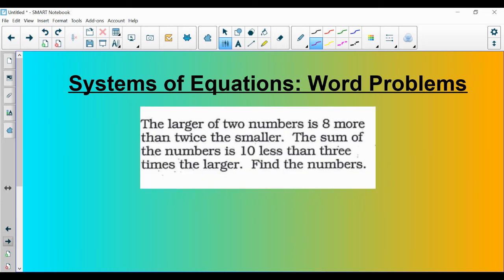For our second example, the larger of two numbers is 8 more than twice the smaller, and the sum of the two numbers is 10 less than 3 times the larger. Find the numbers. I refer to these as the riddle problems. You'll hear me say this in class, I'm sure.